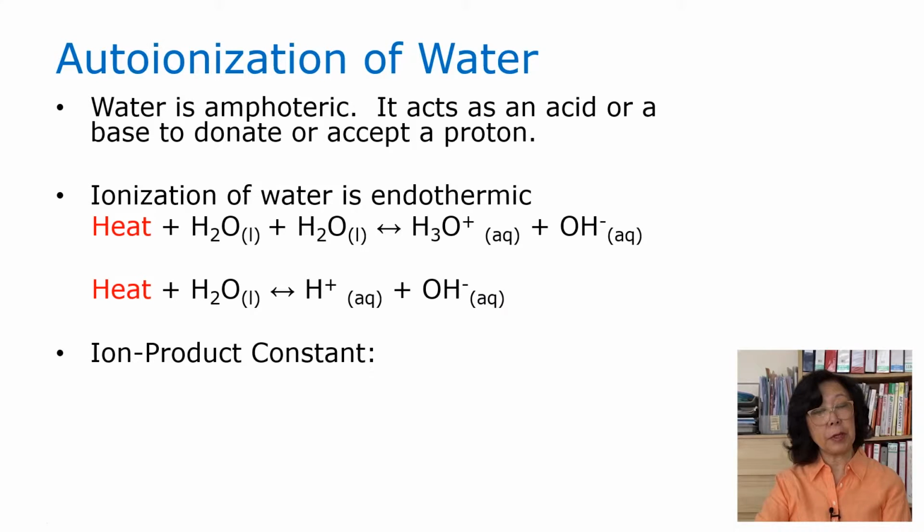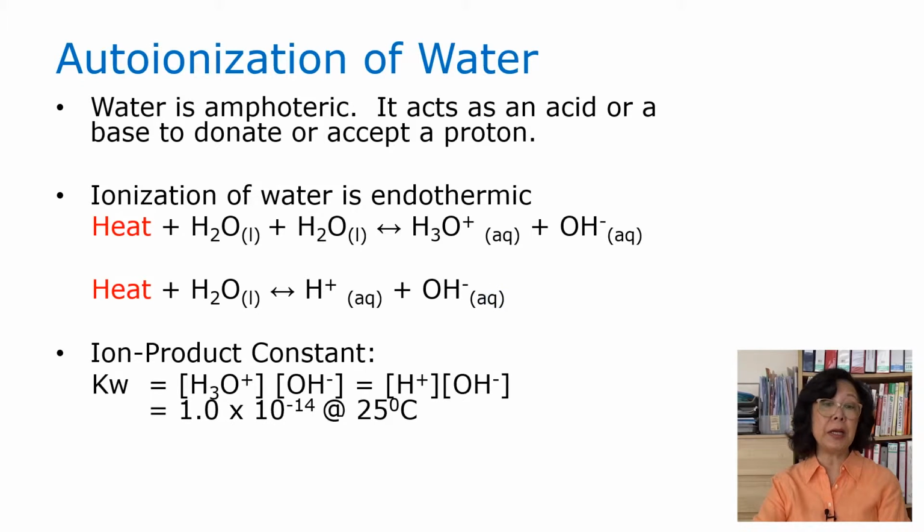Now when we write the equilibrium constant, we call that the ion product constant, Kw, which is equal to the concentration of the hydronium ion times the concentration of hydroxide ion, or the H plus times OH minus ion concentration, which is equal to a constant 1.0 times 10 to the negative 14 at 25 degrees C. It will be good for us to remember this number to be used in calculations.